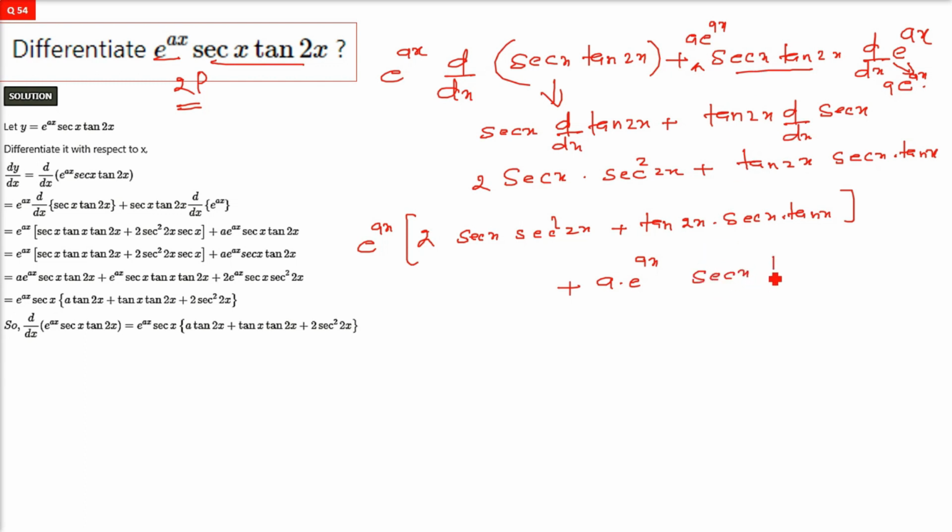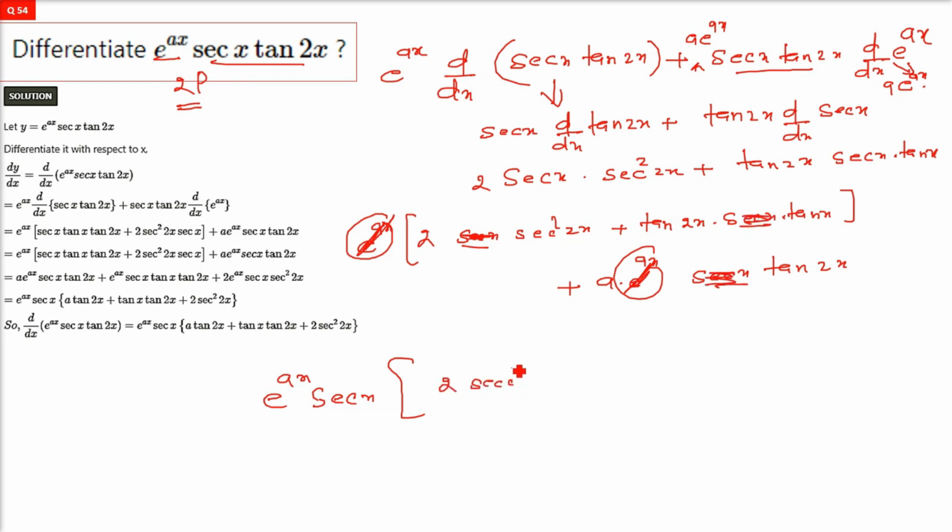Now what you can do here is you can take certain things common. E to the power ax from here, and then you can take sec x common. So what will you get? E to the power ax, sec x we have taken common. Whatever is remaining, just write it here. So I am just cancelling those things so that there is no confusion. It will be twice of sec square 2x, plus tan x tan 2x. This is going to be your second term, and then you have a tan 2x, this is third term.